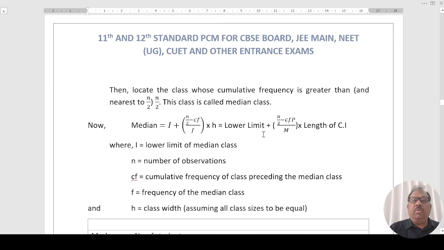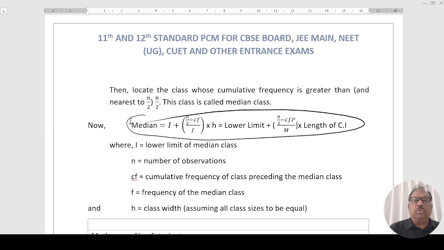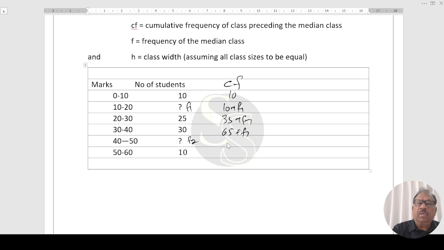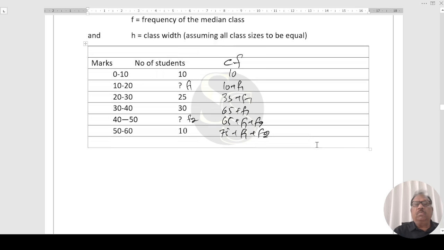Now, this formula will be discussed along with the question. In this case, you have to form the cumulative frequency. Say this is f1, this is f2. Cumulative frequency will be 10, 10 plus f1, 35 plus f1, 65 plus f1, 65 plus f1 plus f2, and 75 plus f1 plus f2. Right? This is the cumulative frequency.